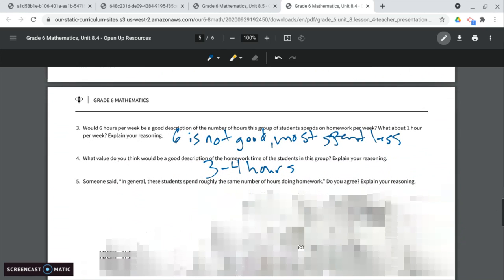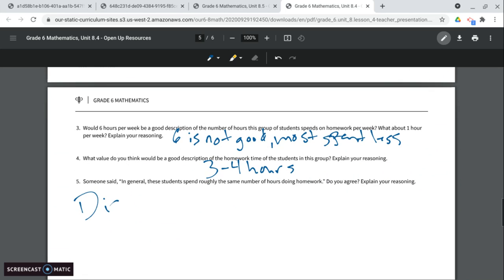So someone said, in general, these students spend roughly the same number of hours doing homework. Do we agree on this? No, definitely not. They do not spend the same number of hours on homework each week. So we should disagree because the data spreads out from 0 to 9 hours. There's a student who does not do homework at all, and there are several spending 8 to 9 hours per week. So there's a wide spread.